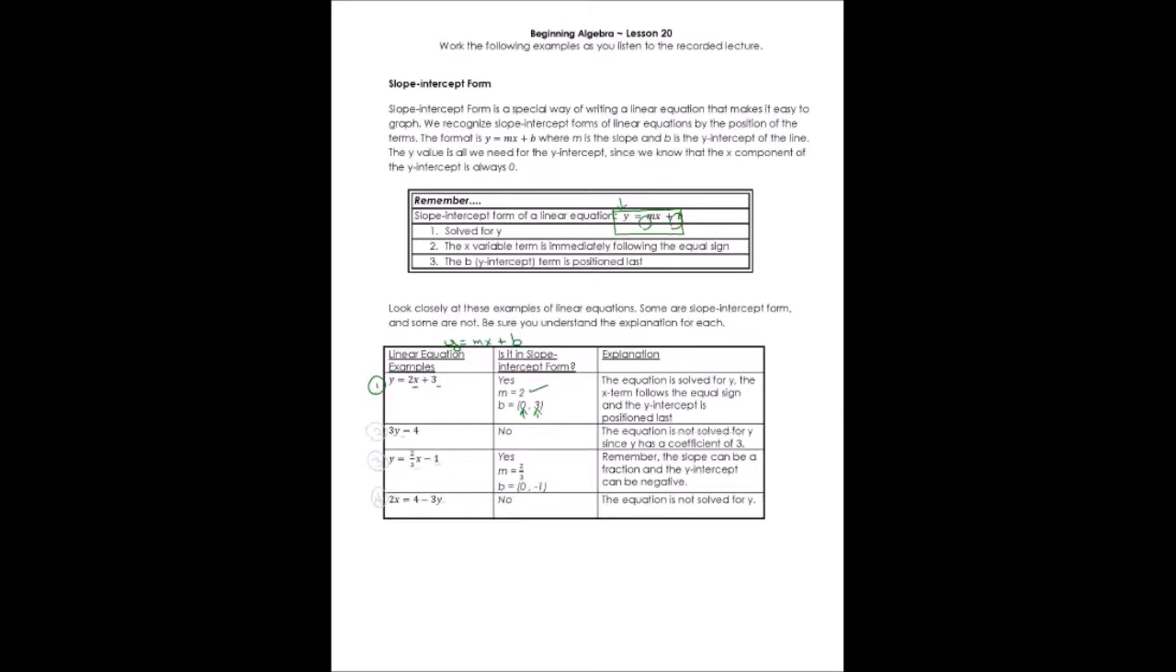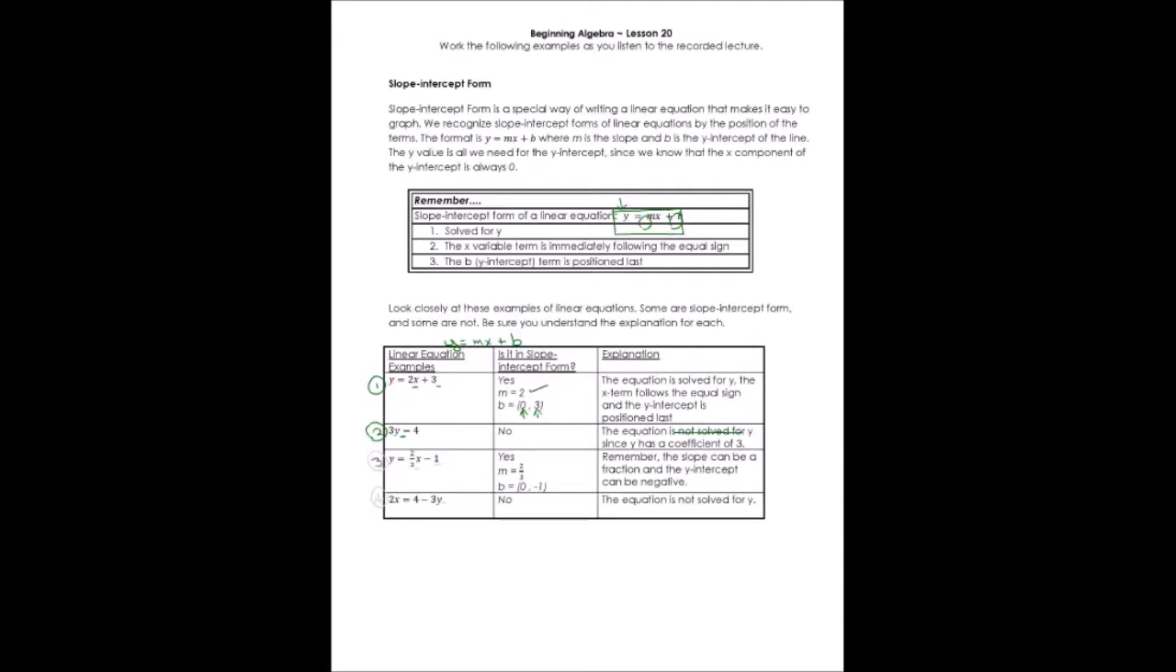Take a look at the second one. It says 3y is equal to 4. Well, this is not in y equals mx plus b format, is it? For it to be that way, we would have to have y isolated all by itself. It is not solved for y, because y has a coefficient. So this one doesn't work for us.